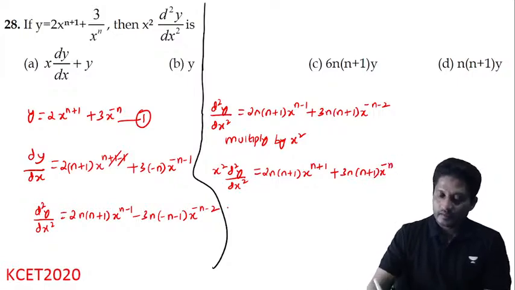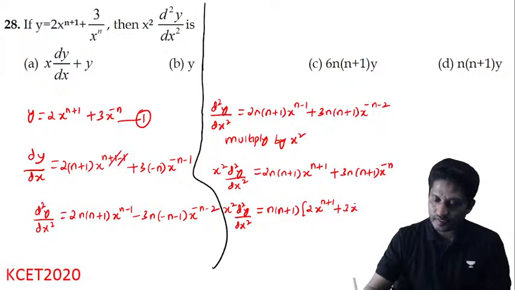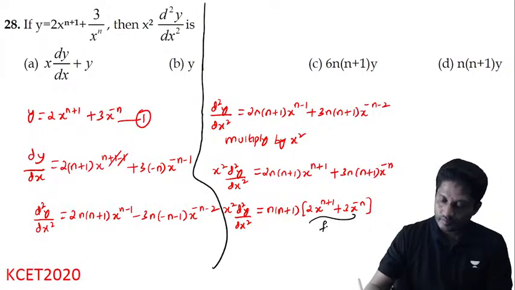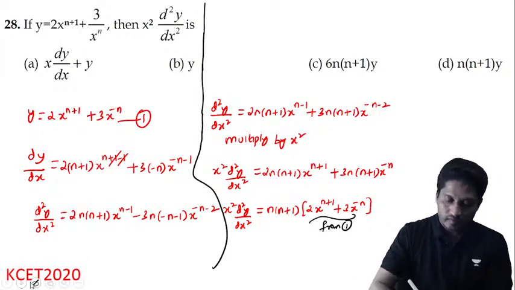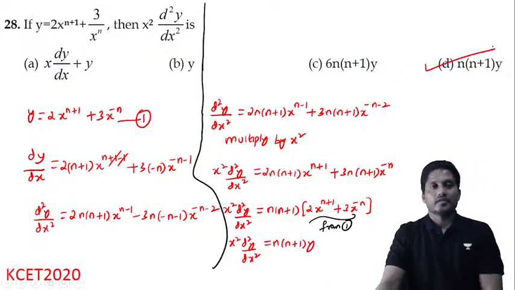minus n. Now x square into d square y upon dx square is equal to, I'm going to take n plus 1 common. Left out is 2 into x to the power of n plus 1 plus 3 into x to the power of minus n. This is from equation 1, that will be equal to y. So x square into d square y by dx square is equal to n into n plus 1 into y. Answer is option D.